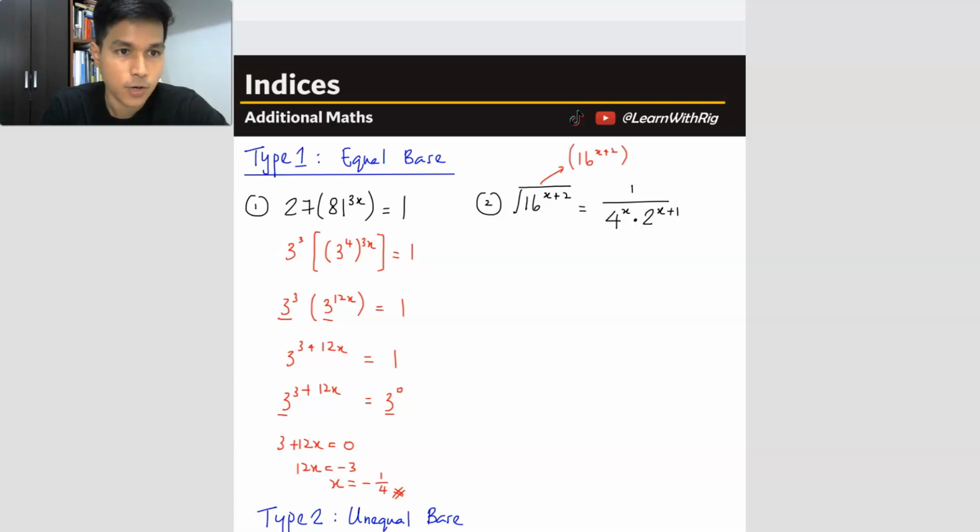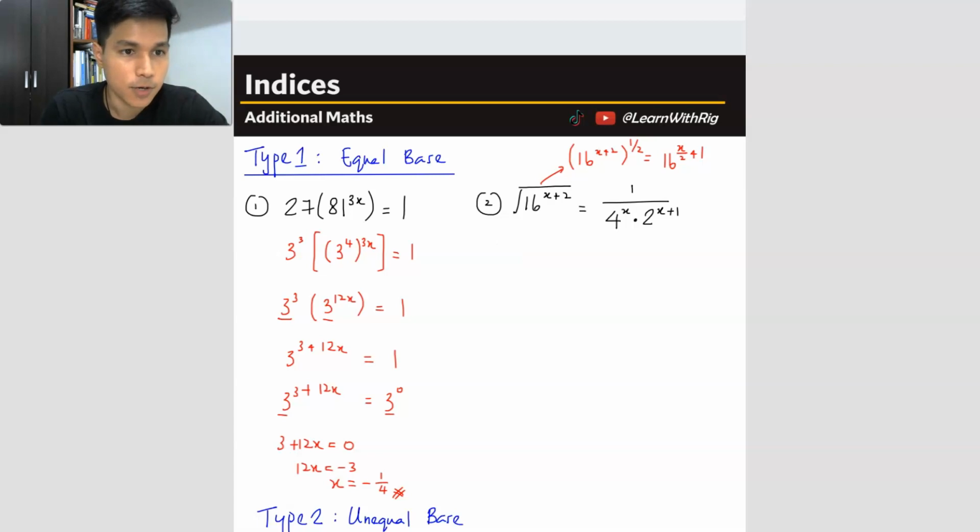Now because it's square root, you write 1 over 2. Remember I said the number at the bottom is root, the number on top is power. So 1 doesn't matter, you only care about the 2 there, which is square root. Now what do you do with the two of them? You multiply. So you get 16 power x over 2 plus 1. This is what you get.